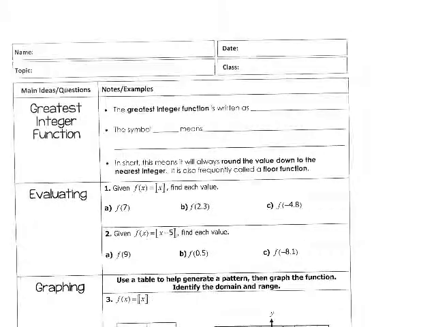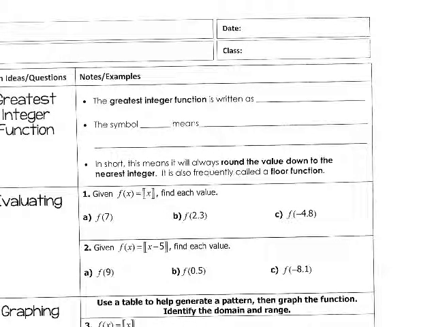Hello, Algebra. It was requested that I make a few of the videos of the latest material. So I'm going to start with the greatest integer function. It is written as f of x is equal to, and then they have this goofy little symbol here. And basically what the symbol means is that you're going to find the greatest integer that is less than or equal to x.